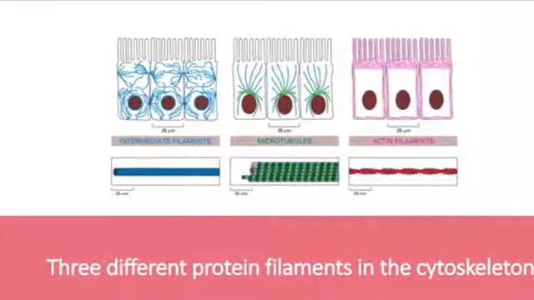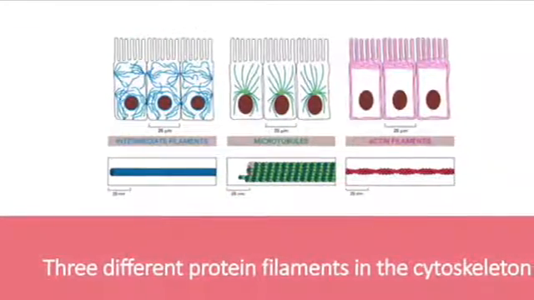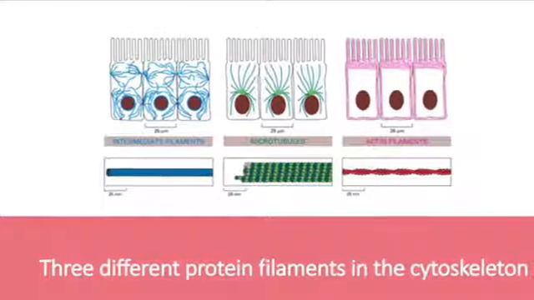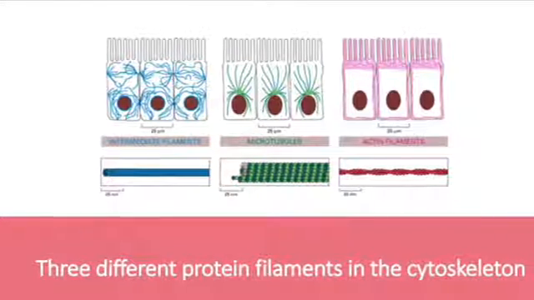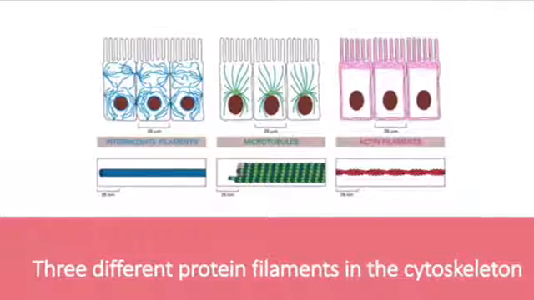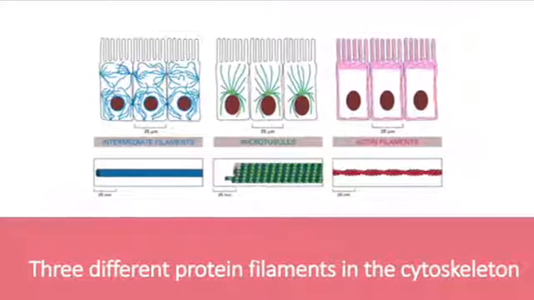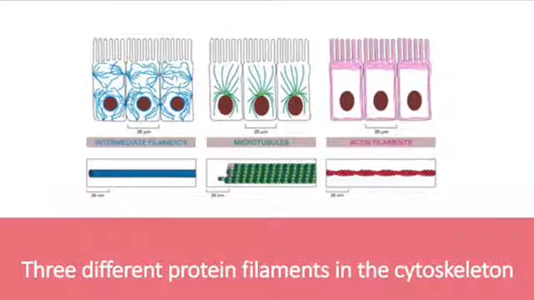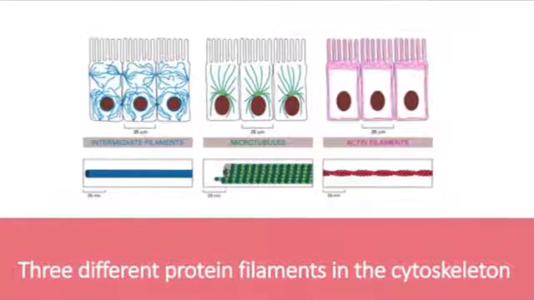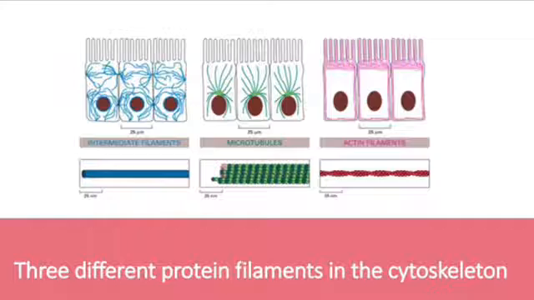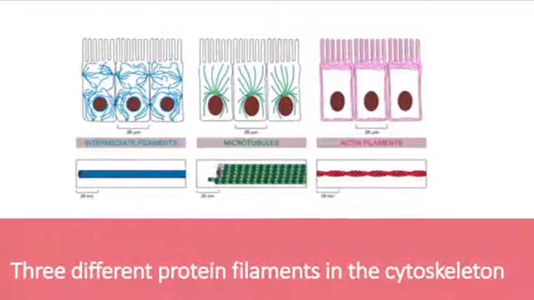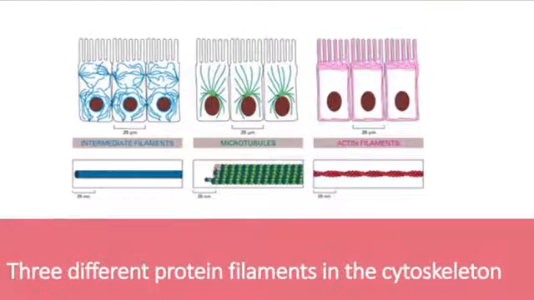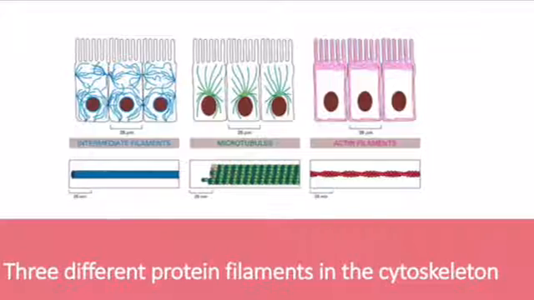The next topic we are going to be discussing is the formation of the three different protein filaments that are in the cytoskeleton. Intermediate filaments are made up of various fibrous proteins. Microtubules are made up of tubulins, and microfilaments are made up of actin and are also known as actin filaments. This is a picture of the three filaments side by side to show their differences. We will go into more depth on their structures and formation in the next several slides.